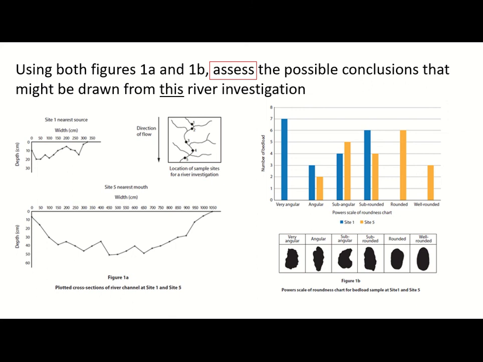it, link it to the question. In this case, because it's someone else's fieldwork, this river investigation, you're given resources. So it specifically tells you to use figure 1A and 1B. That's the big clue there, that you've got to use this other resource. In fact, it doesn't just say use one of them, you have to use this one and this one.